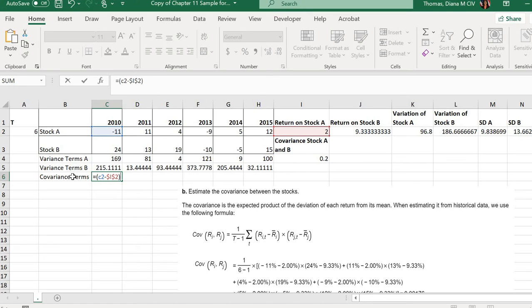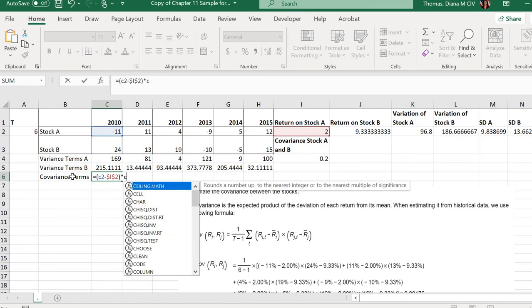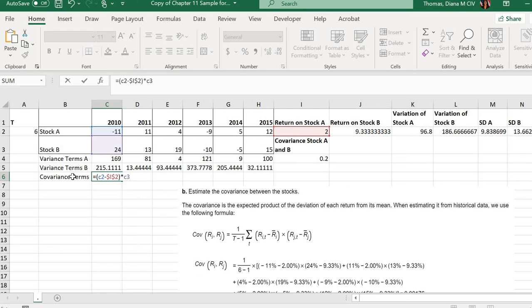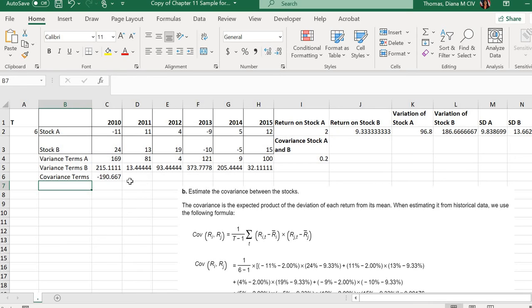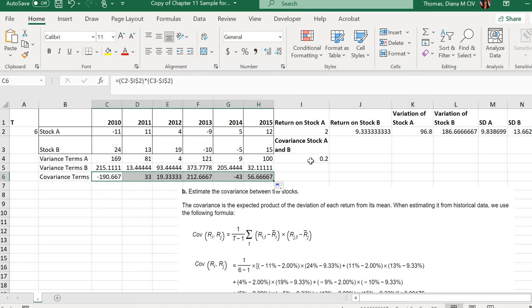And then I want to multiply that times C3, the product of C3 minus its mean, which is in J2. So $J$2, because that should stay the same. I don't want that to scroll. When you don't want something to scroll, liberally put dollar symbols around stuff, as you saw me do. So that's the first term. And then it looks like this has the same pattern, so I just go like this, and that gives me all the terms.